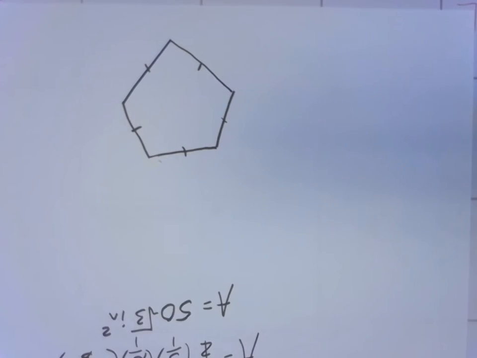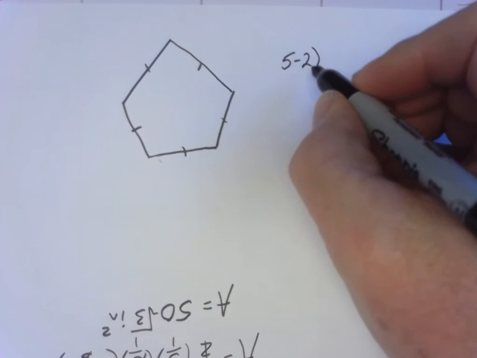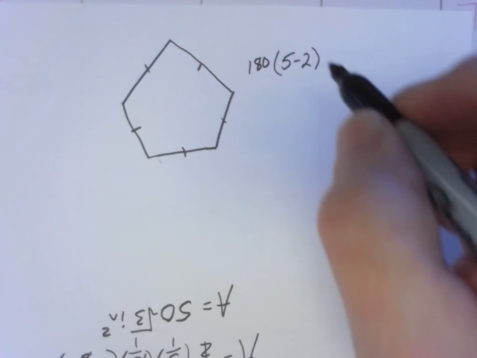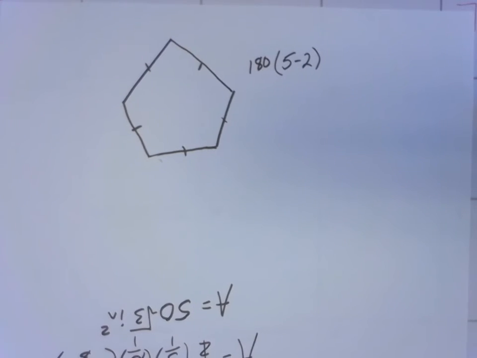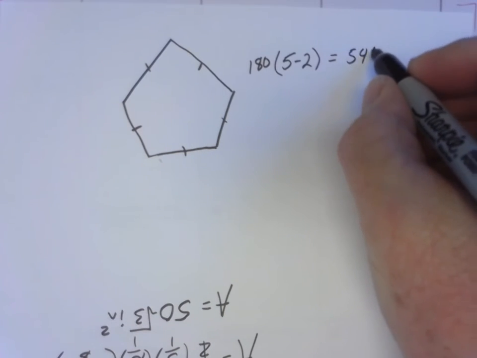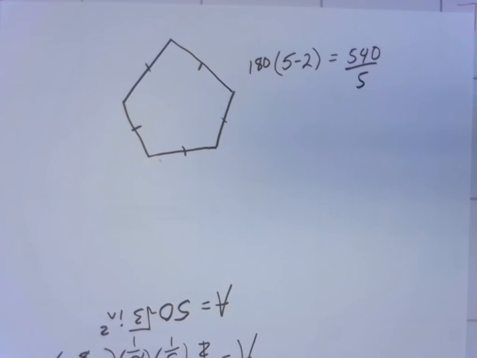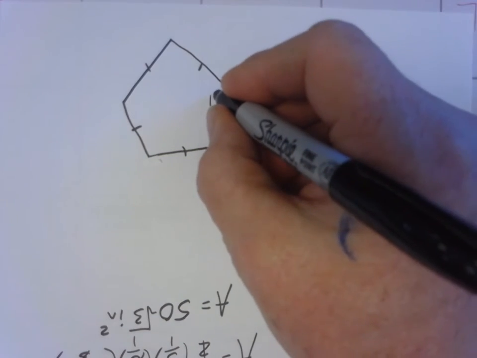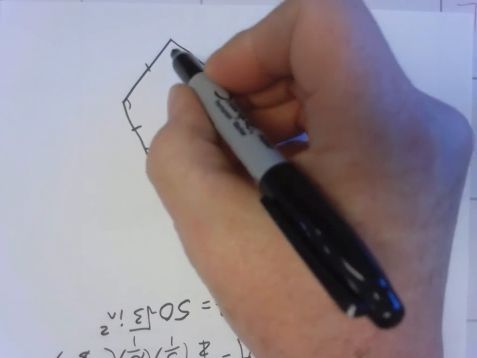Okay. With the pentagon, we have, let's see, the number of sides, subtract 2 times 180. Okay, so that's 3 times 180. Are you thinking? So we have 540 degrees right there, and then we divide that by 5, and we have 108 degrees in each of our angles. Okay, so each angle here is 108 degrees.